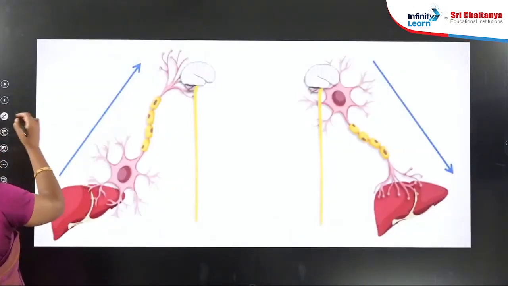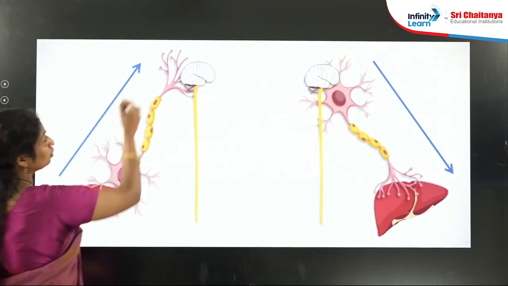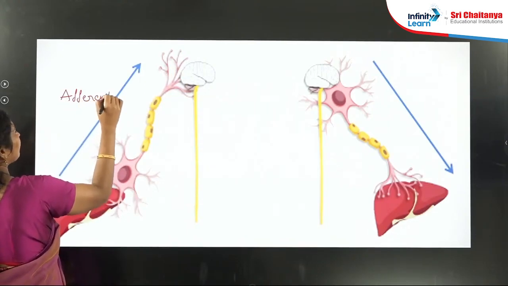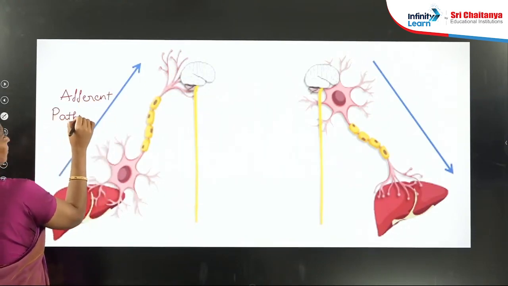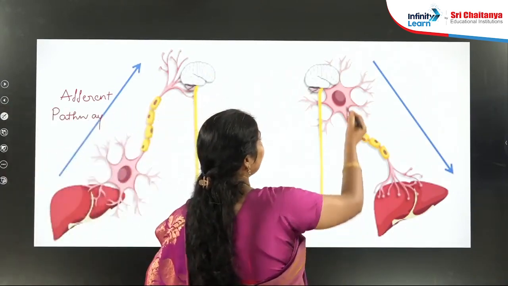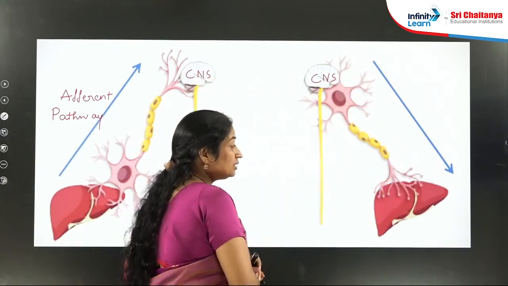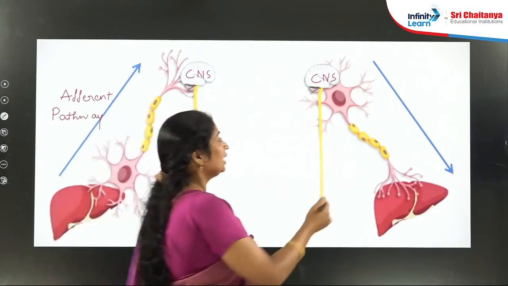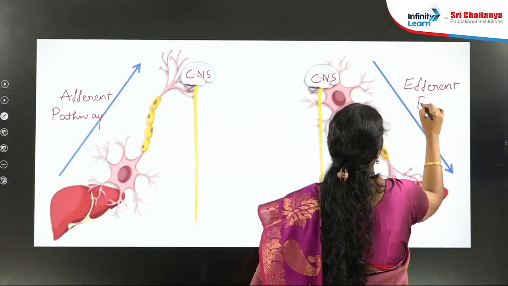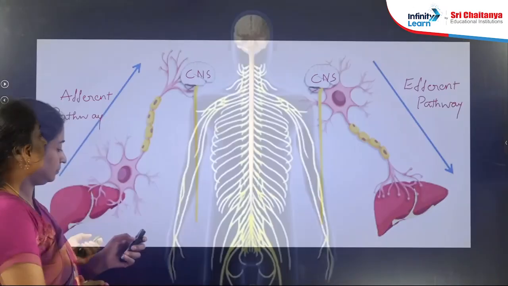Can you identify the first one? Here it is carrying from tissues or organs to the CNS. So this is known as afferent, the afferent pathway. And the second one is from the CNS to concerned peripheral tissues or organs. This pathway is efferent, the efferent pathway.